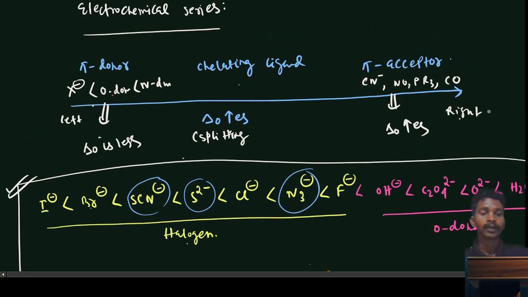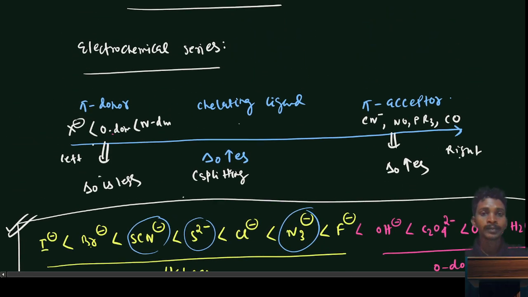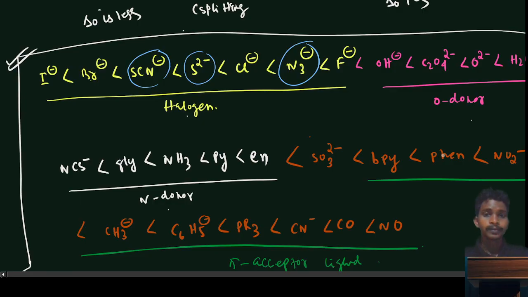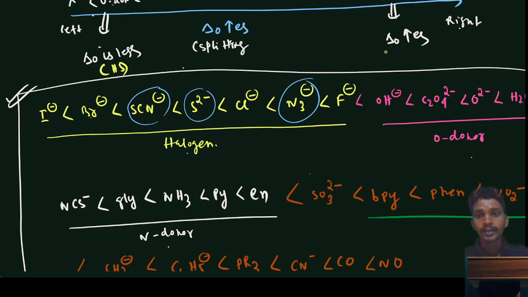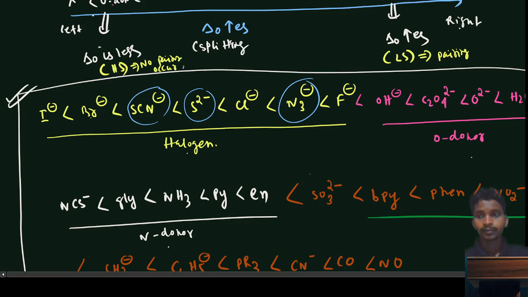So this is about the electrochemical series. Why am I talking about the electrochemical series? Whenever we consider high spin and low spin complexes, if delta naught is less, then generally we have high spin complexes, and if delta naught is high, then we have low spin complexes, meaning pairing will occur.